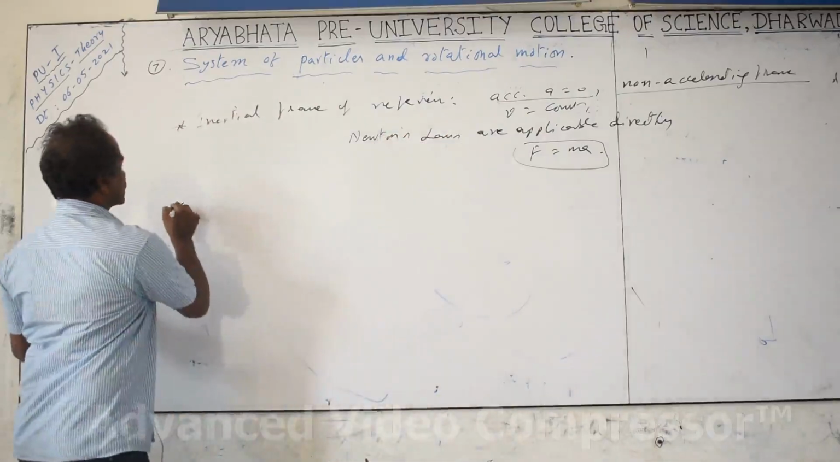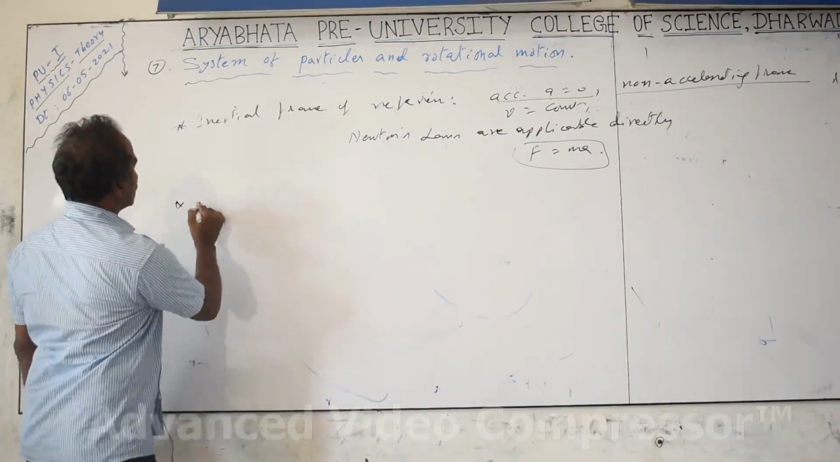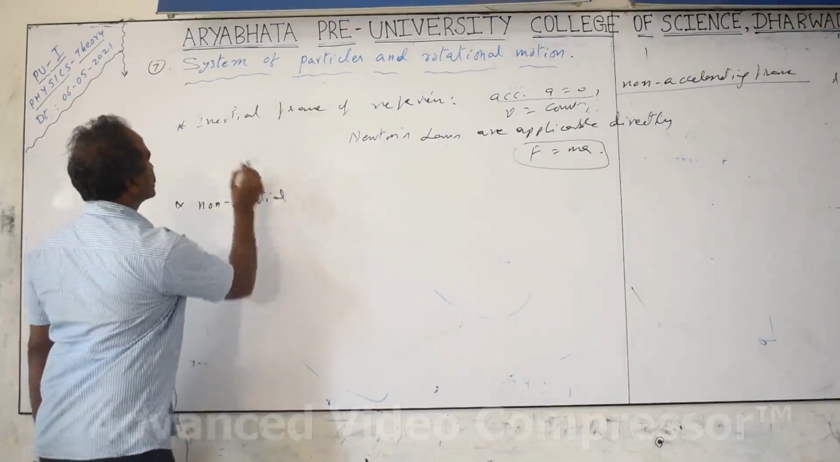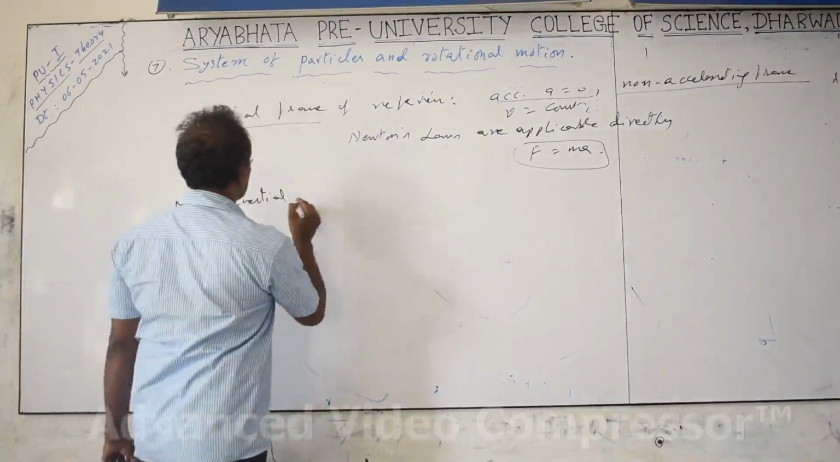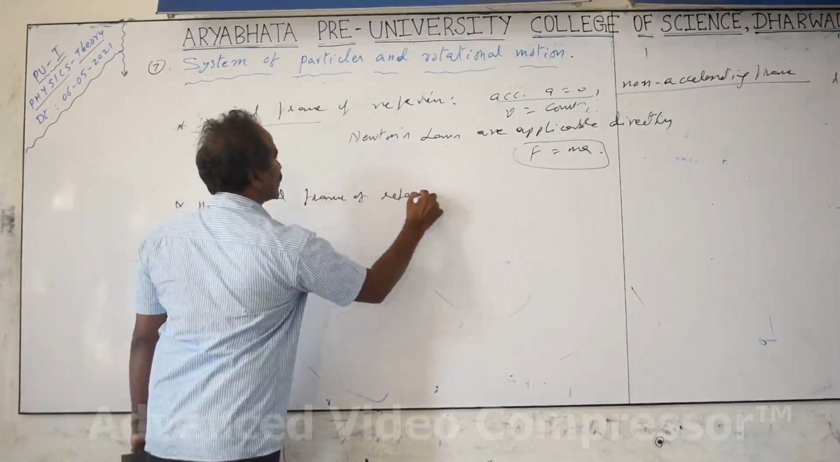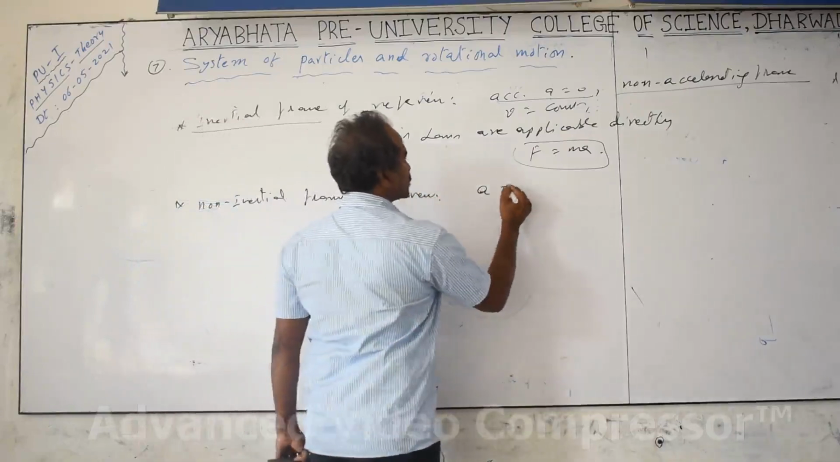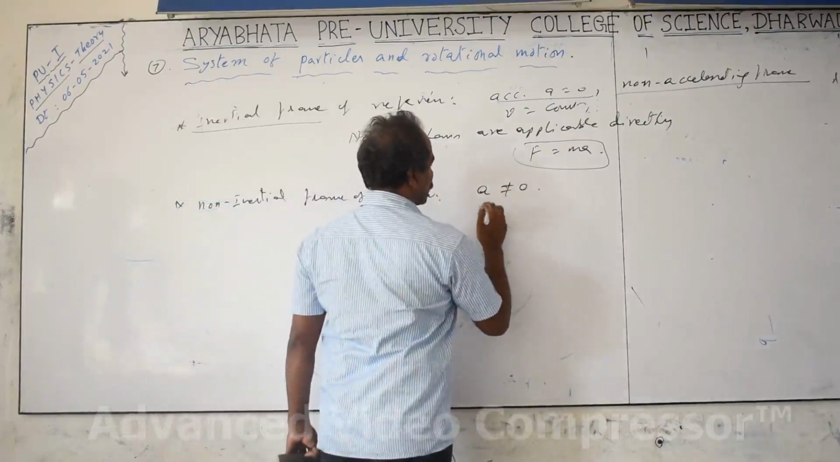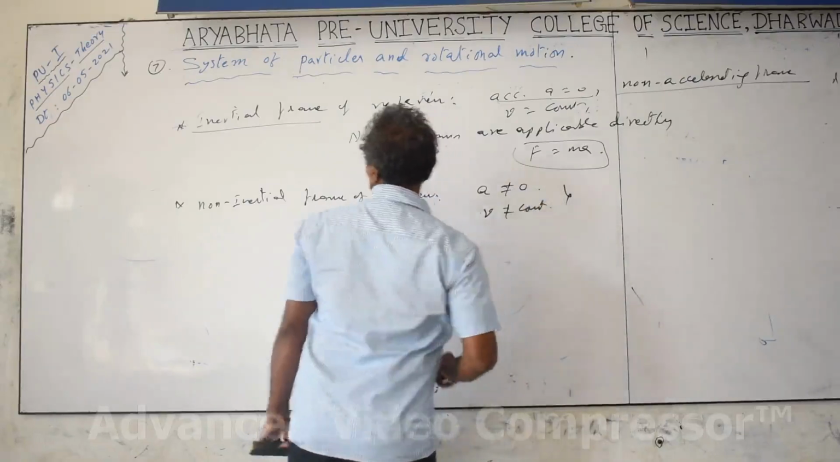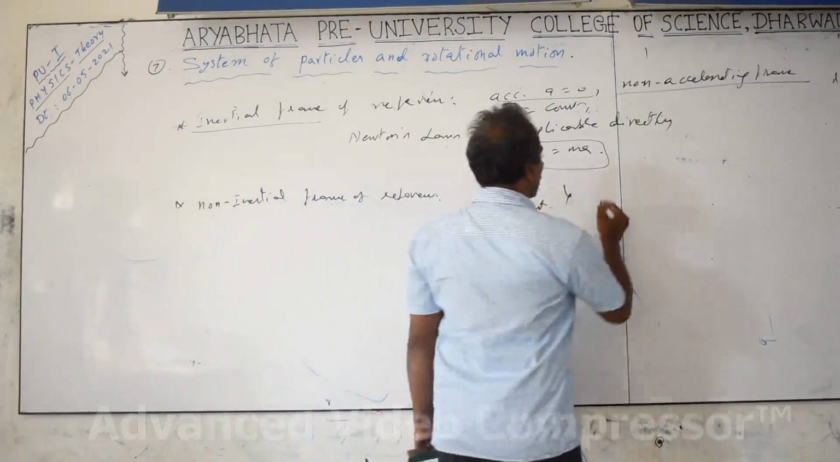The next type of frames is non-inertial frames of reference. In this case, acceleration is not equal to 0 and velocity is not constant. These are called accelerating frames of reference.